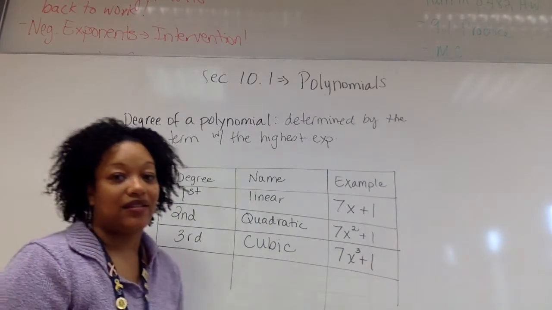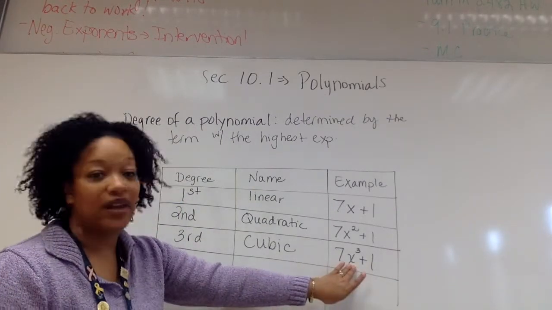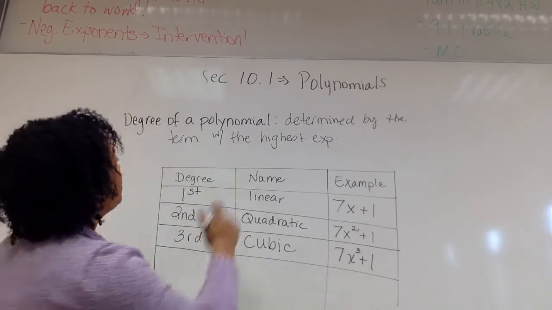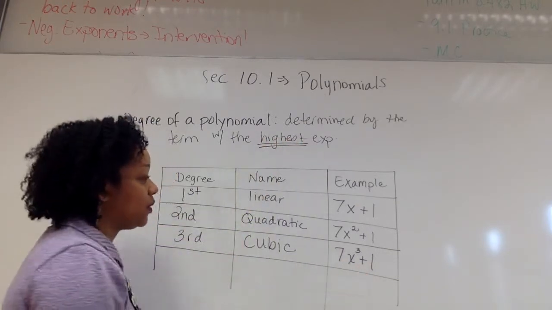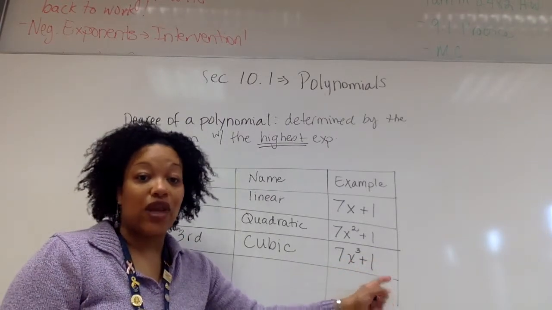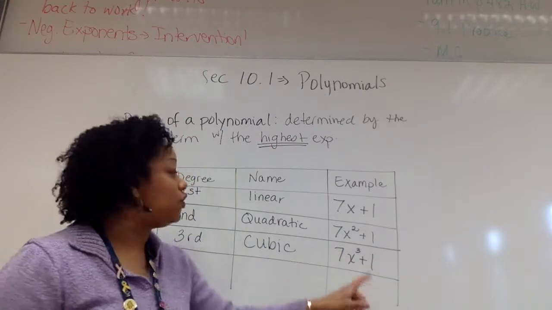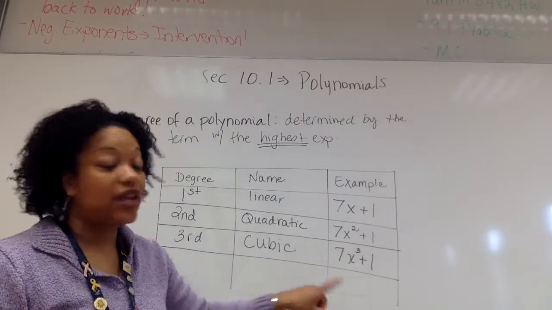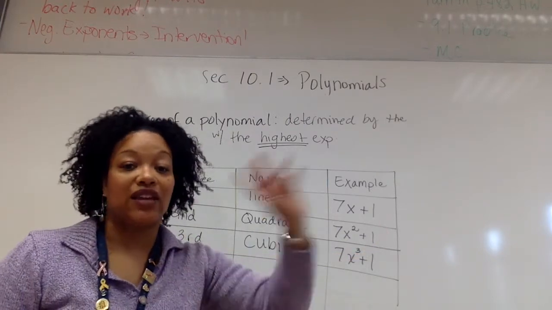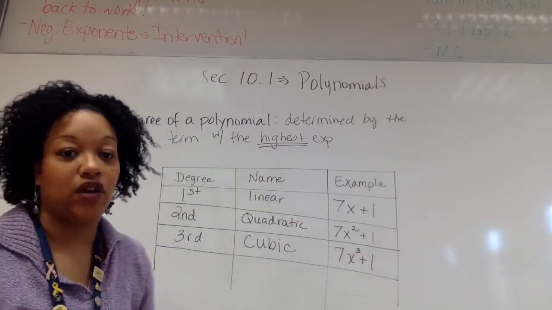Now, let me say this. Just because I'm only showing you one exponent does not mean that's all you're going to see. You've got to remember the degree is the highest exponent. So you may have an x cubed, and you may have an x squared and an x in an equation. You still name your degree based on the highest exponent. It's still going to be cubic, even if you have an x squared and an x in your equation.